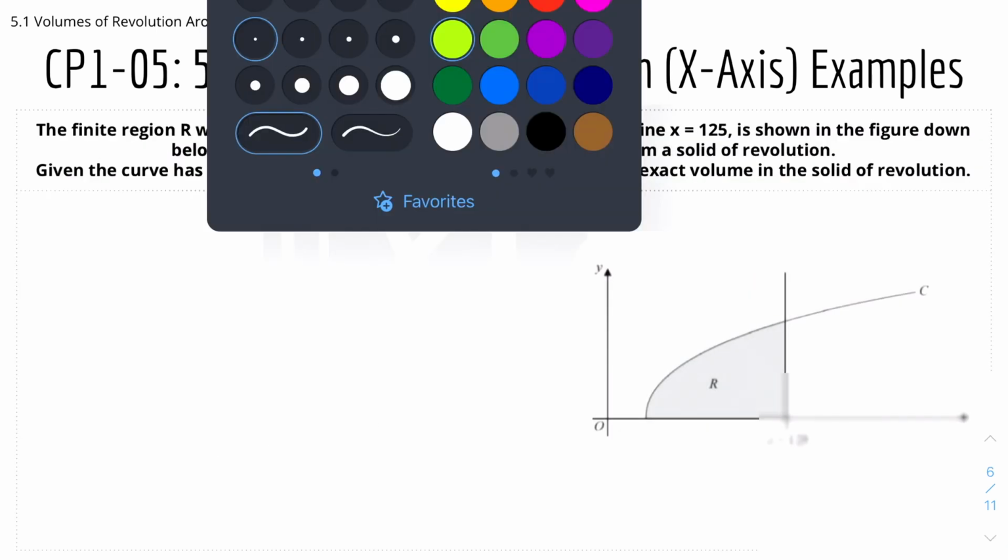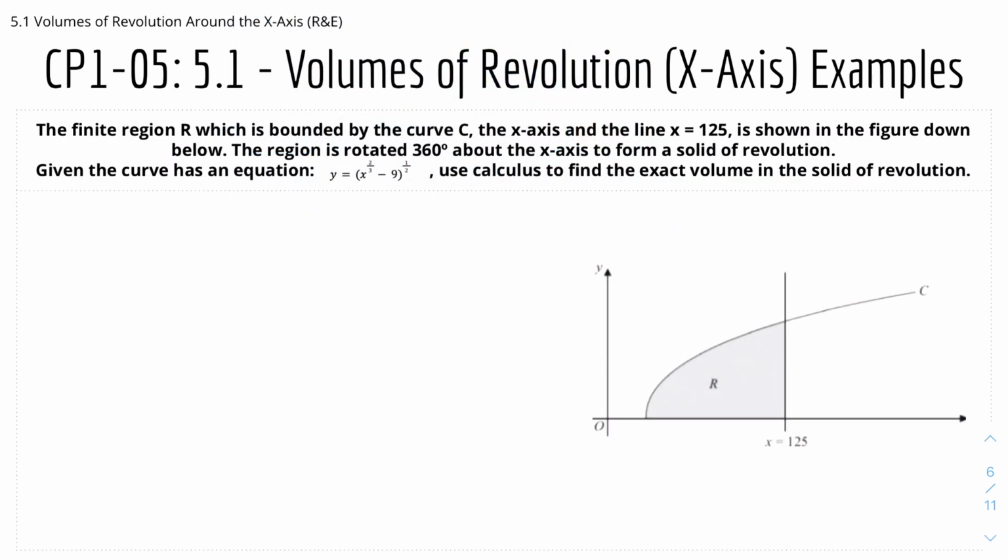And the last example: the finite region R, which is bounded by the curve C, the x-axis and the line x equals 125, is shown in the figure down below. The region is rotated 360 degrees about the x-axis to form a solid of revolution. Given the curve has an equation y equals this one right here, use calculus to find the exact volume of the solid of revolution. So we define the lower bound right here.